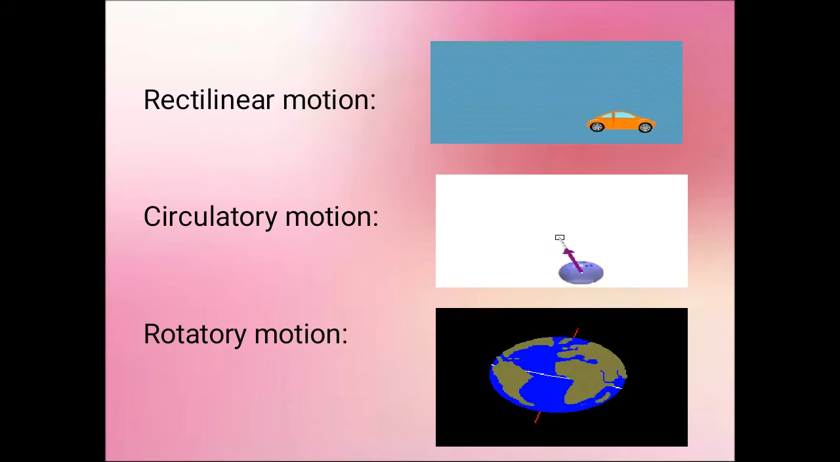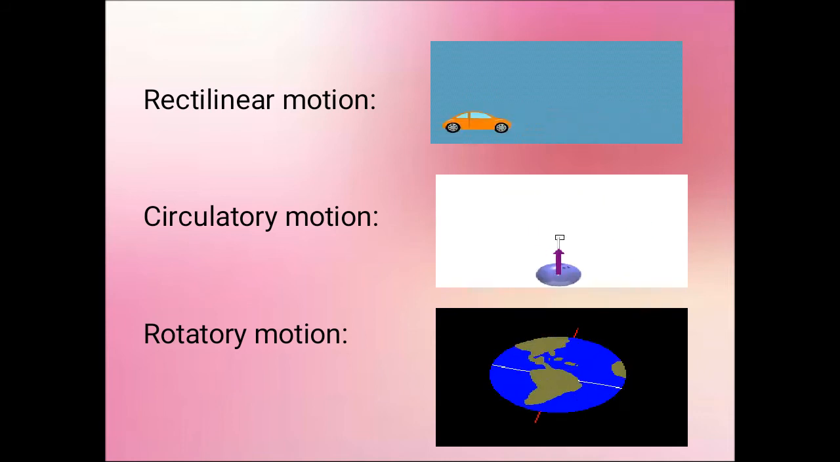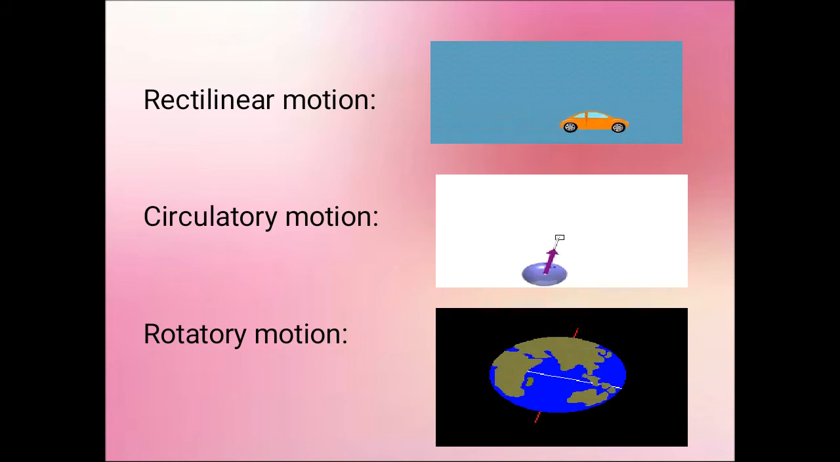Then circular motion. If a body rotates around a fixed point, that body is said to be in circular motion. Example, wheel of a bicycle, car, etc. Then rotatory motion. If an object rotates around an axis, it is said to be rotatory motion. Example, earth, fan, etc. Right?